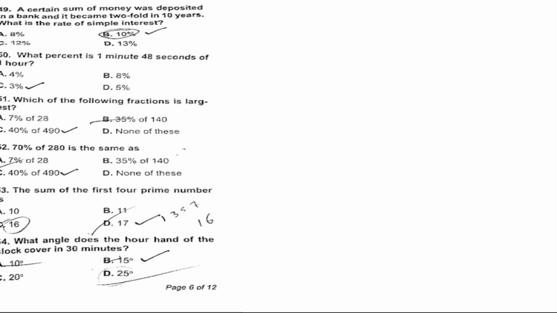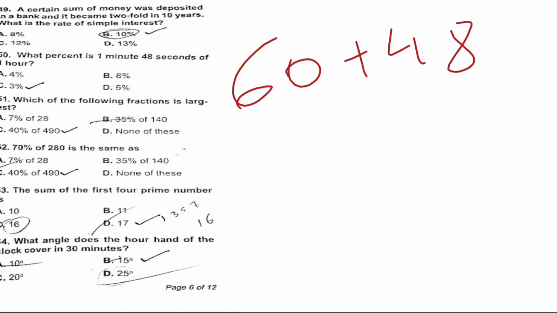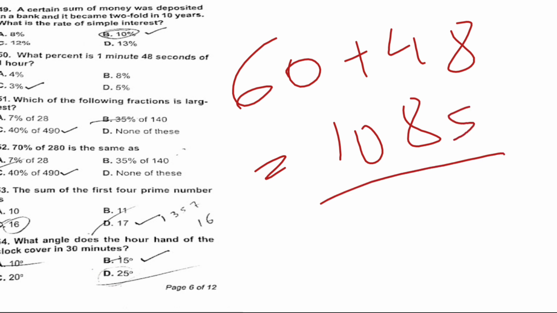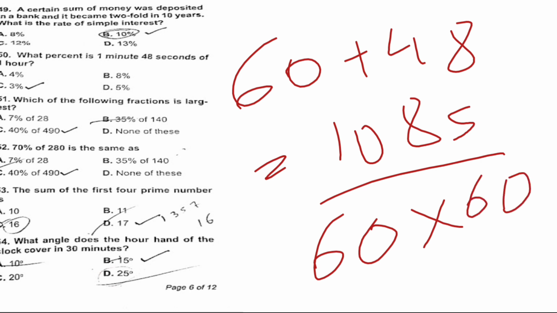So 1 minute 48 seconds, right? So we'll convert 60 plus 48 seconds. You are getting 108 seconds of 1 hour. Okay, in 1 hour how many minutes are there? 60 minutes. In 1 minute how many seconds are there? 60 seconds. So solve this, and how much you are getting? You will be getting 3%.